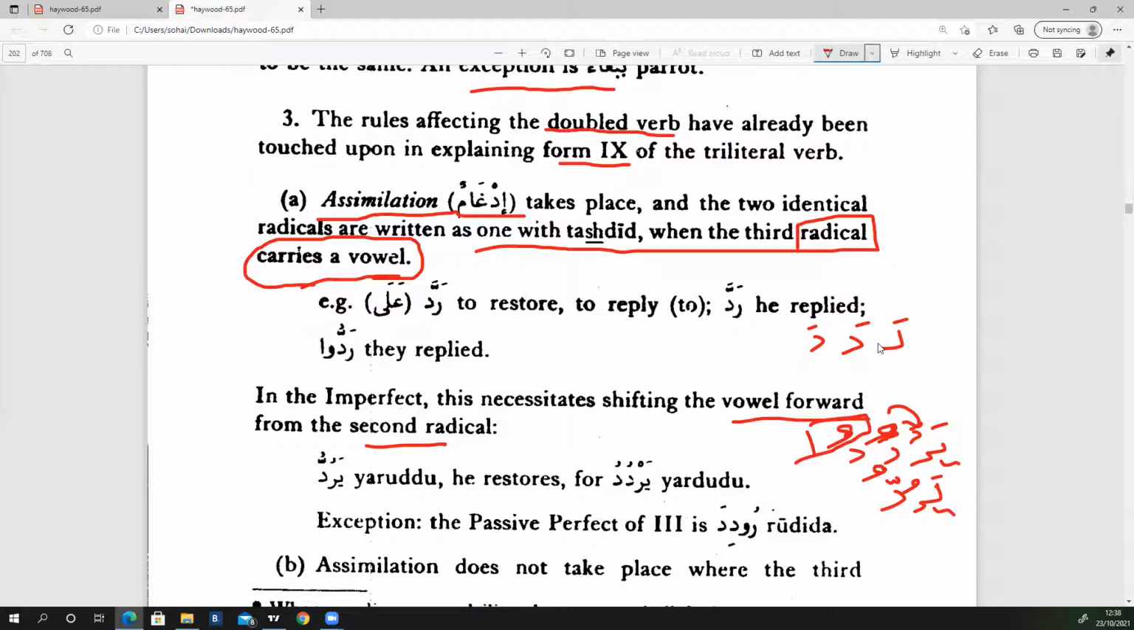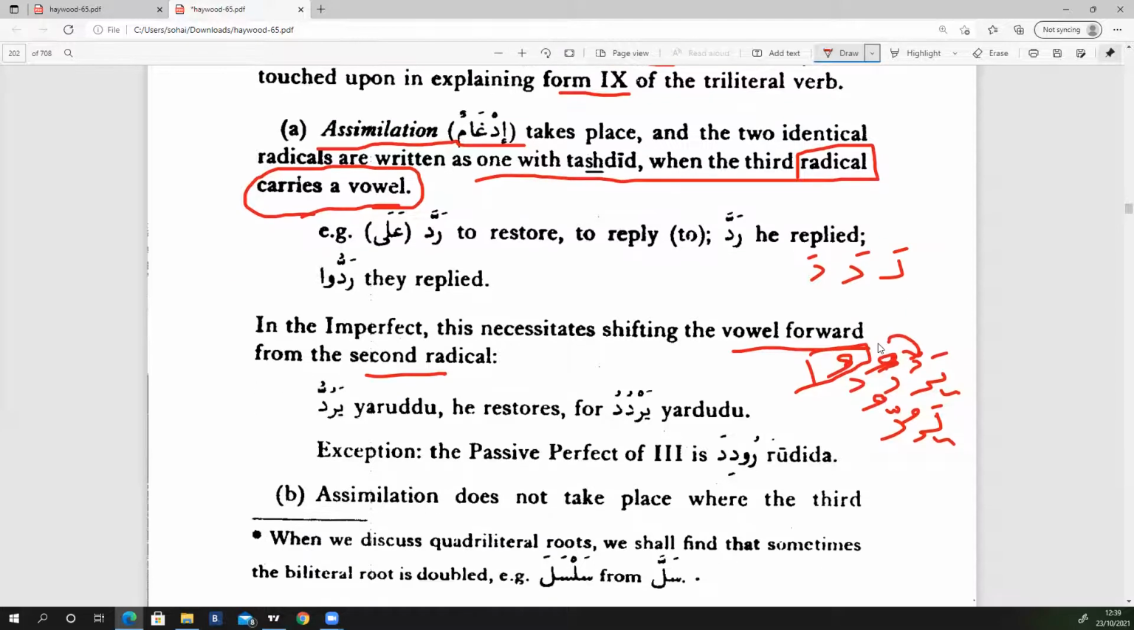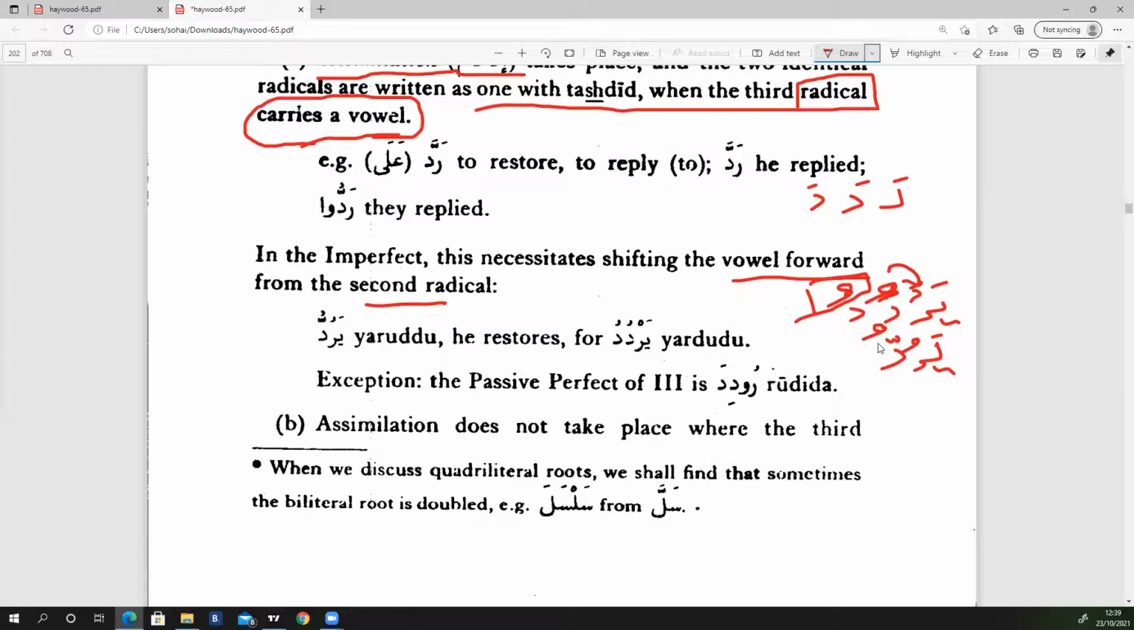Does it make sense? The last letter should always have a sign so that we can put a shadda on it. If it has a sukoon, we will leave it as it is. So the last letter, the last root letter, is the key. If it has a haraka, we use shadda. If it doesn't have a haraka, if it has sukoon, we leave it as we would leave other verbs. So, like I told you, yaruddu was yardudu. Because the last letter has a dhamma, we make a shadda, and this dhamma moves here.